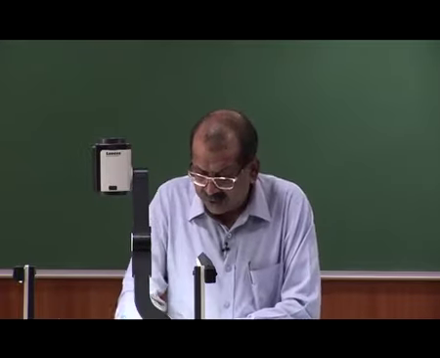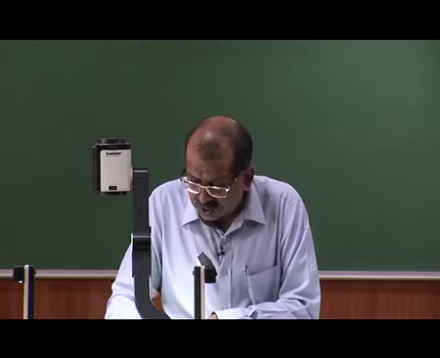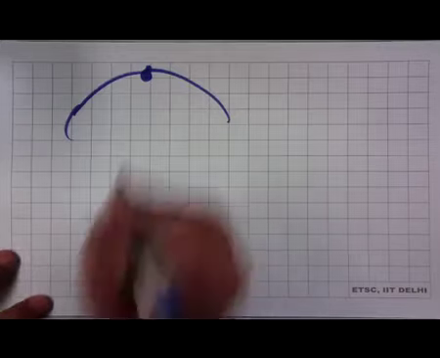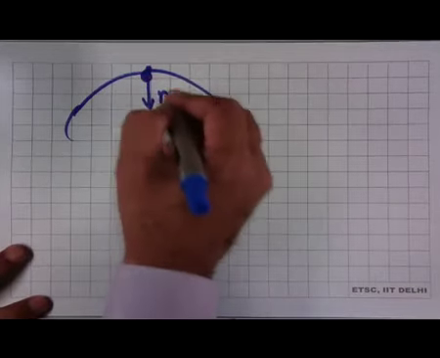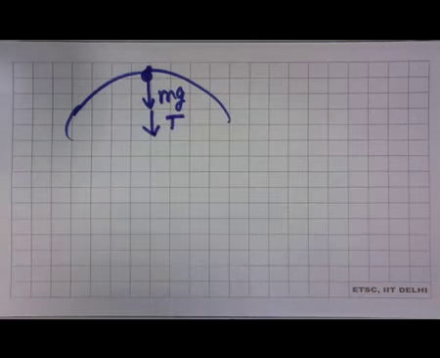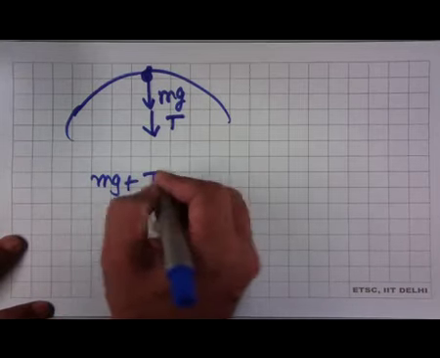Doing this is quite straightforward, as we said. If I want to find the velocity at the top, so this is the circle. If I draw the free body diagram here, as I have said, we have mg and then we have this tension T which is acting. These are the two forces acting at the top, and so we get mg plus T.